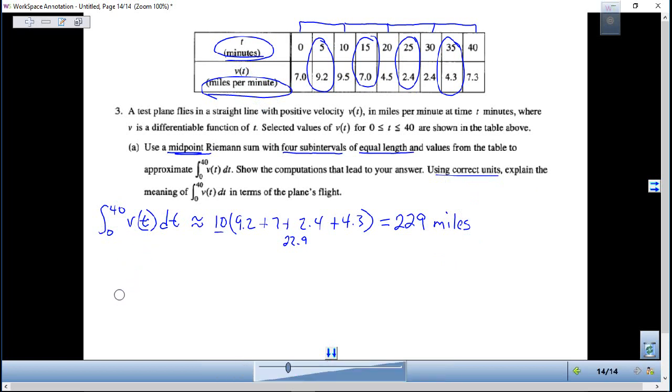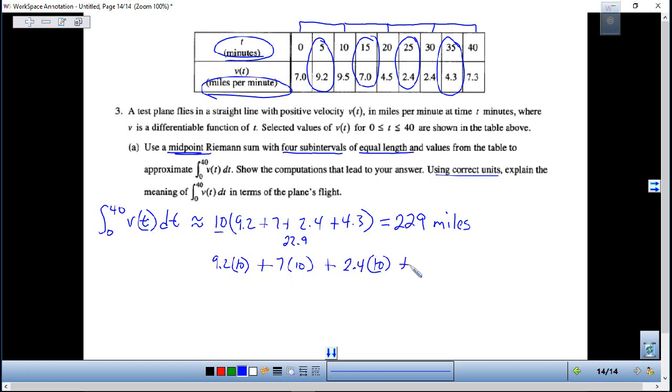Well, before I do that, let's look at the other way. You could have literally taken and used individual rectangles. Said, okay, so I've got 9.2 times 10 plus 7 times 10 plus 2.4 times 10 plus 4.3 times 10. And you would still get the exact same 229 miles.